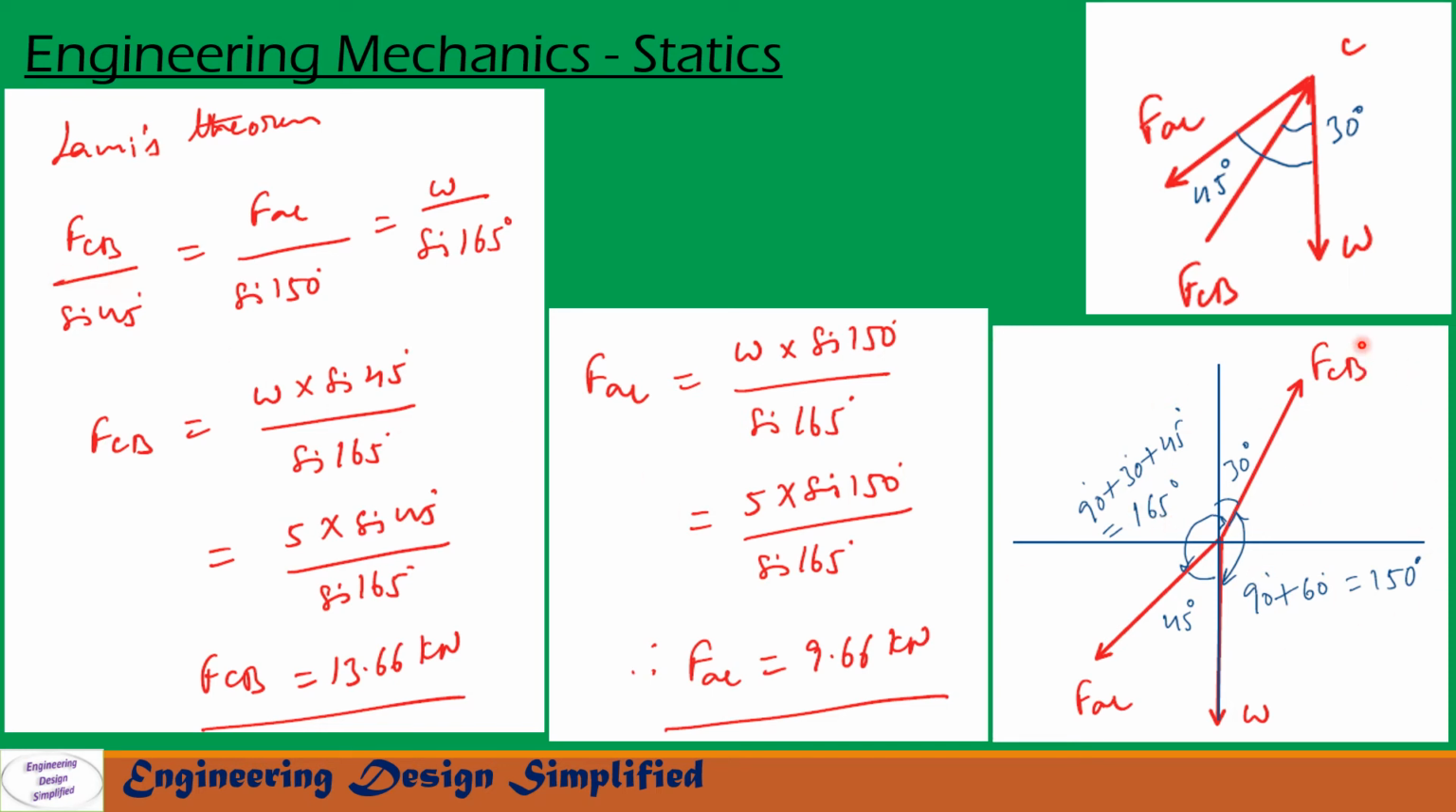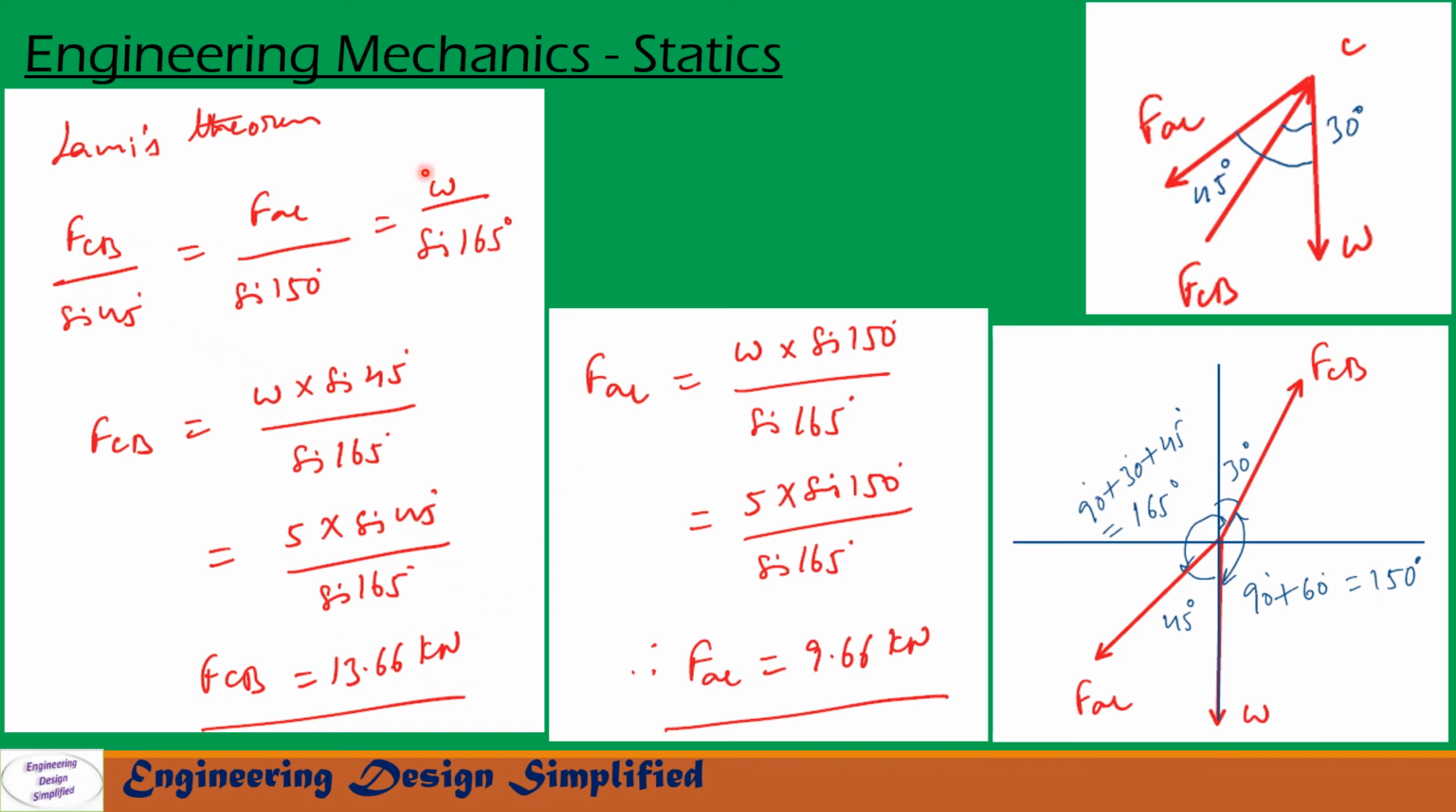Lami's theorem: FCB by sine 45 equals FAC by sine 150, that is also equal to W by sine 165. So from the first and the last term we get FCB equal to W into sine 45 divided by sine 165. W equals 5 kilonewton, given in the problem. We get 5 into sine 45 by sine 165. We get FCB equal to 13.66 kilonewton.